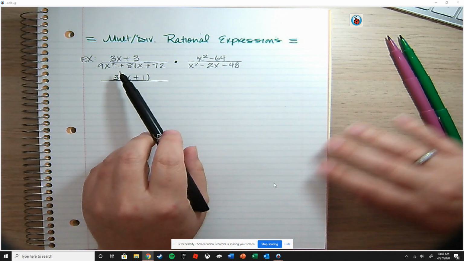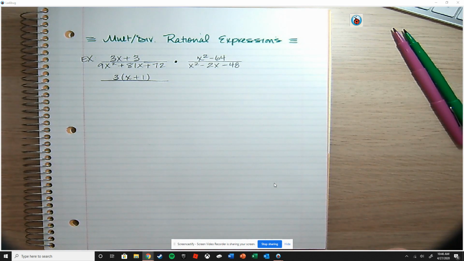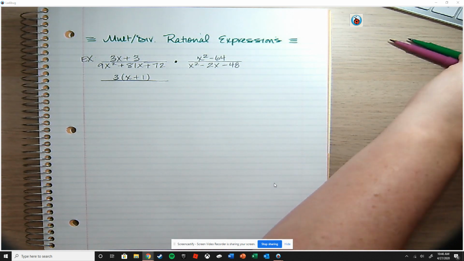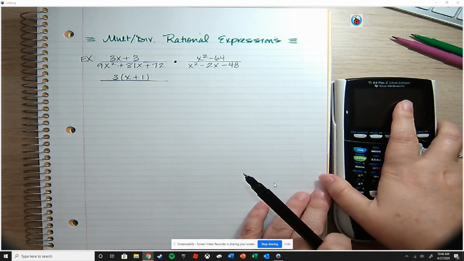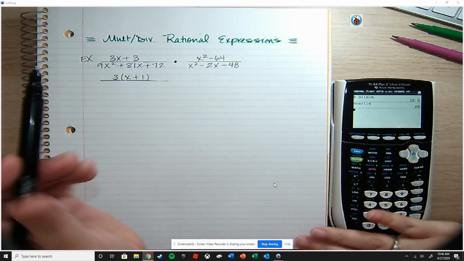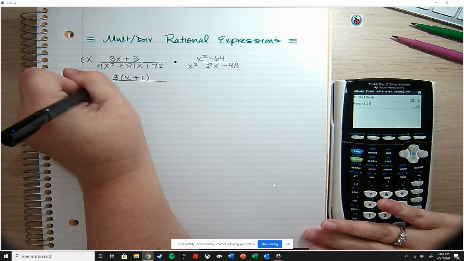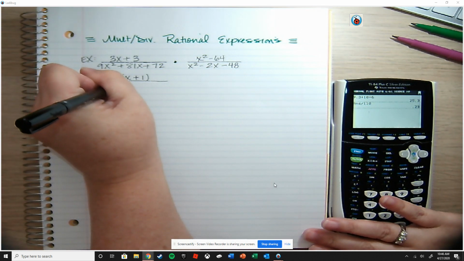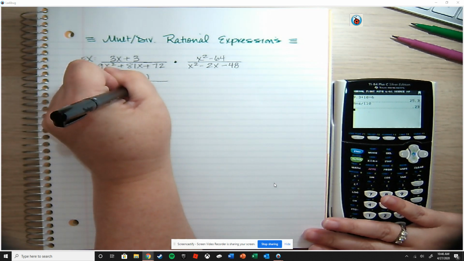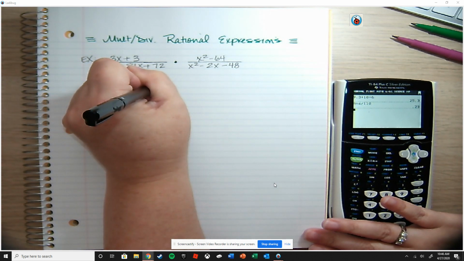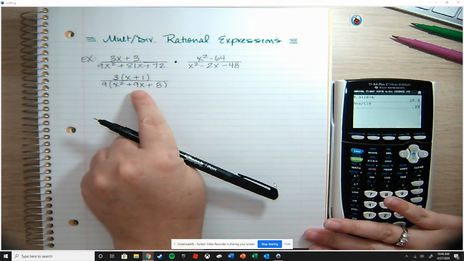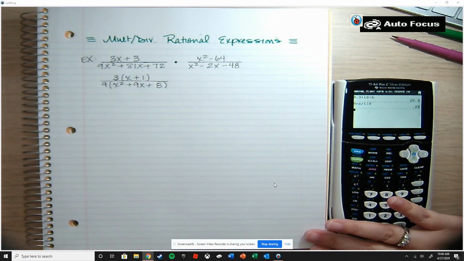Then 9x squared plus 81x plus 72 also has a GCF. All those numbers are divisible by 9, so I'm going to factor out the 9. In parentheses, x squared plus 9x plus 8. And I'm actually going to have to factor that again.